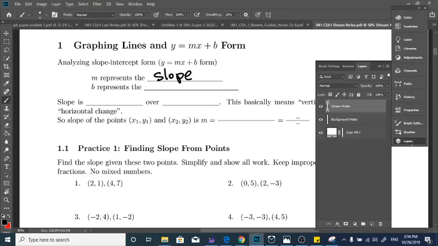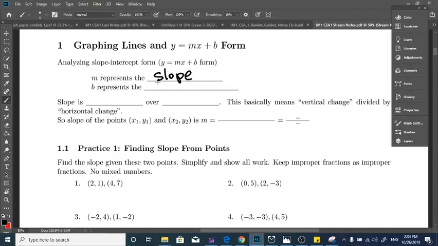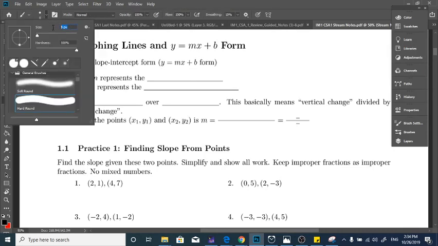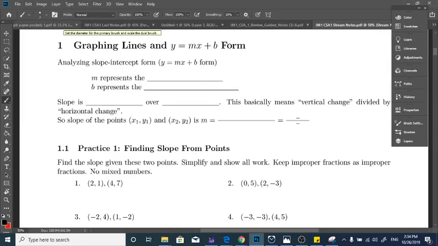Let me make sure I'm on the right layer. Yes. Slope. A little bit big. So remember, when we have y = mx + b form, this is something that you're going to see a lot. This is very important. m represents the slope, and b represents the y-intercept.